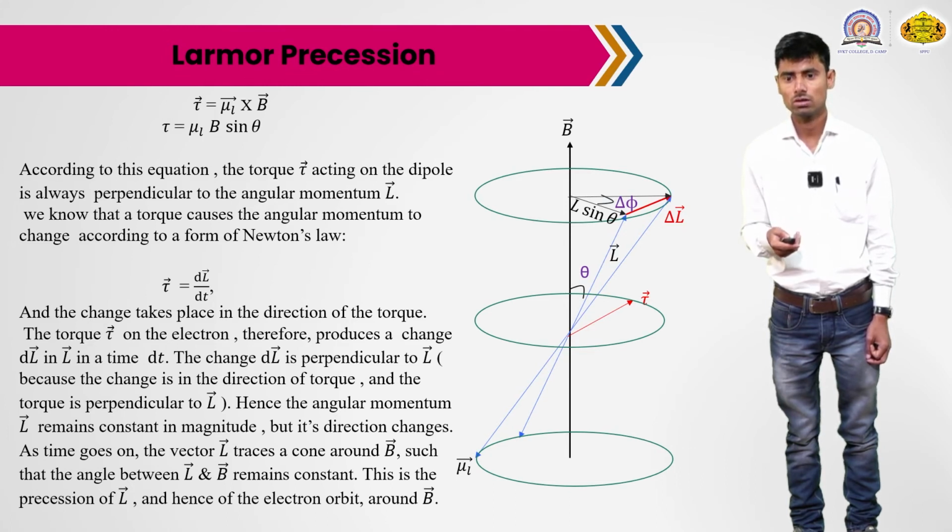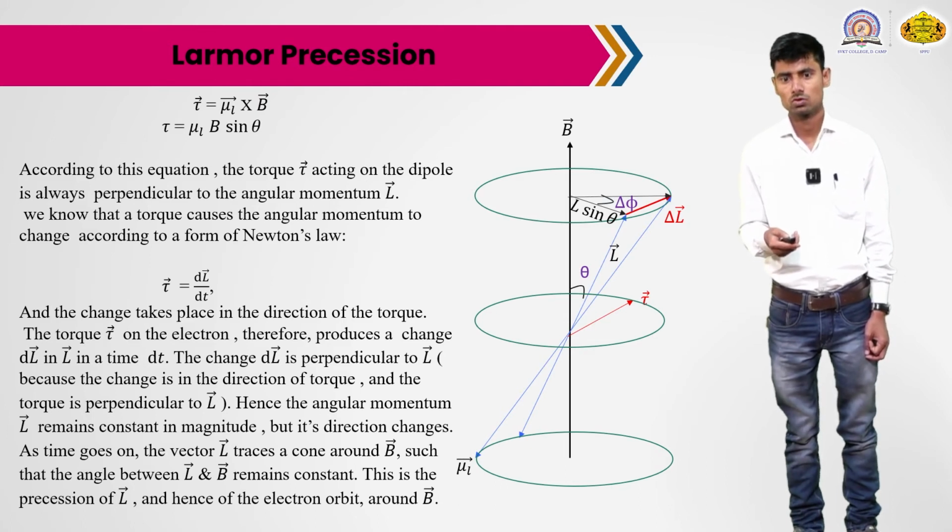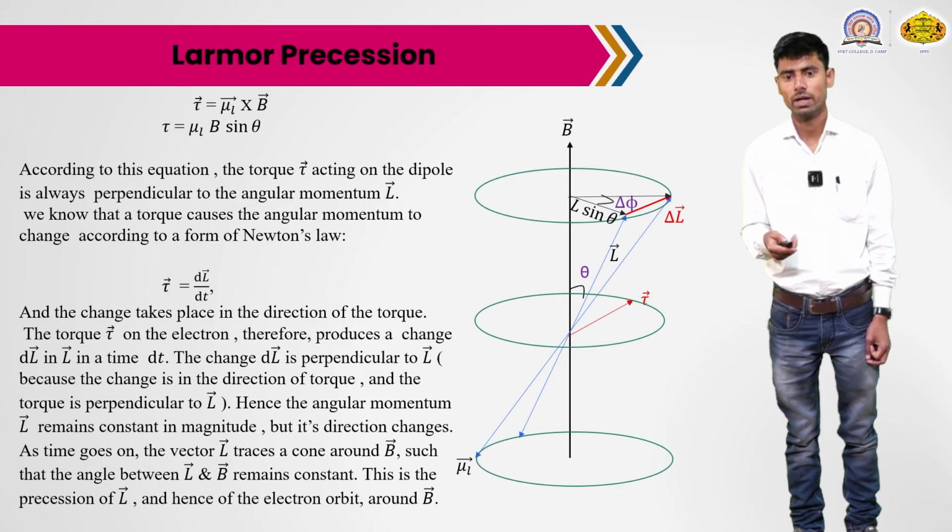And due to that torque, you can observe in the diagram the torque has the direction which is perpendicular to both μL and B, and so this torque will change the angular momentum of an electron according to Newton's law. So τ will be equal to dL by dt, or I can write ΔL by Δt. So torque will change the direction of the angular momentum.